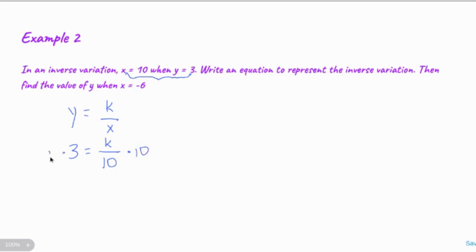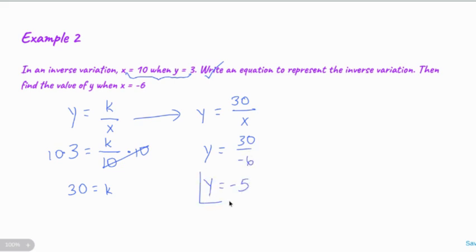This just becomes a pretty simple algebraic equation. Just multiply by 10 on both sides. This cancels. You get 10 times 3 is 30. So that means my general equation is y equals 30 divided by x. So we have our equation. Then find the value of y when x equals negative 6. We're going to plug in negative 6 for x. 30 divided by negative 6 gives you negative 5. And I'll box both of these since these are both my answers.